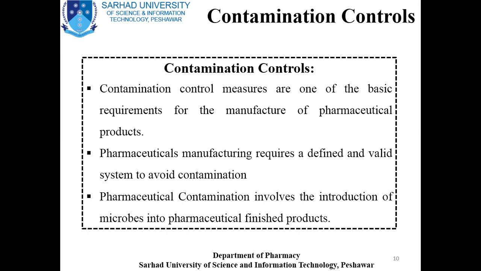Pharmaceutical manufacturing units and pharmaceutical industries require a defined and valid system to avoid contamination. The proper control of contamination and the proper system for controlling contamination should be defined and valid. That is, it is an efficient control of unwanted contamination. Any physical, chemical or biological contaminant should be properly controlled and properly defined, and there should be valid SOPs for that. That is a valid standard operating procedure, one that is functional and efficient.